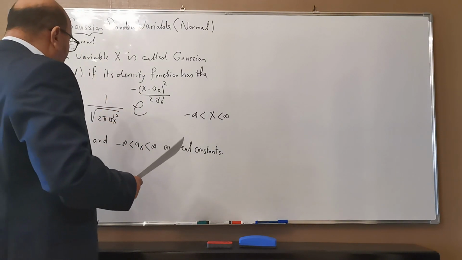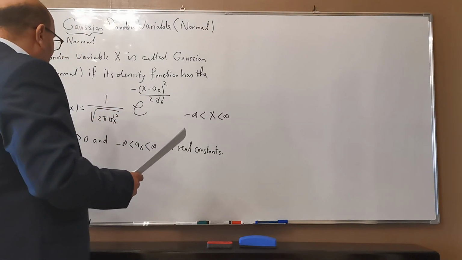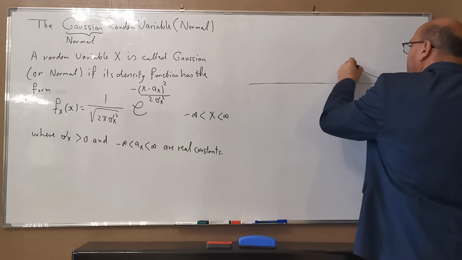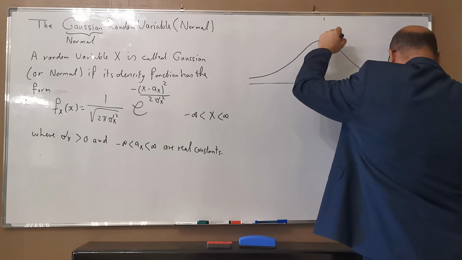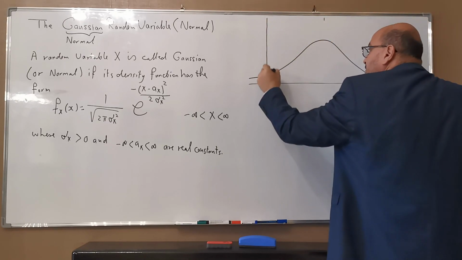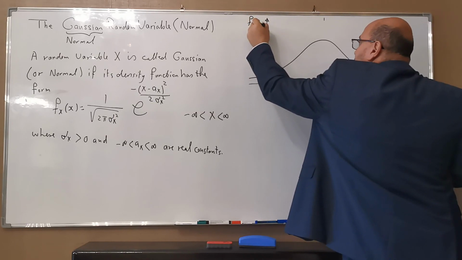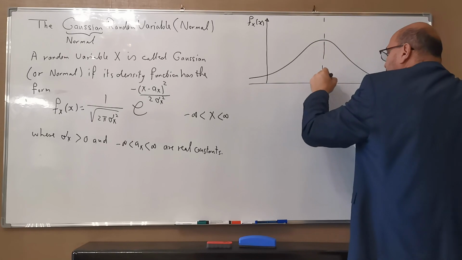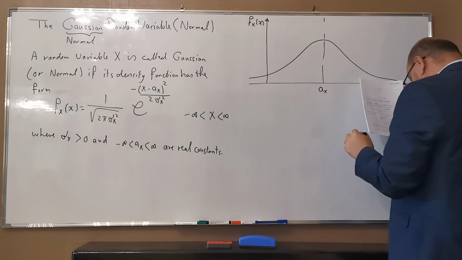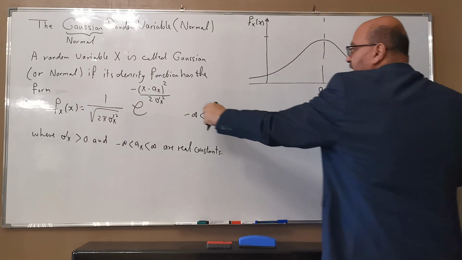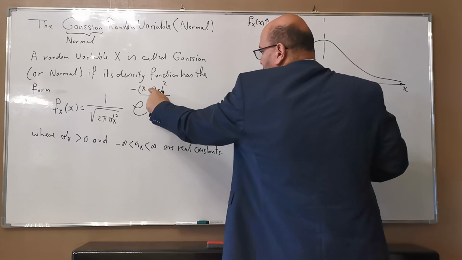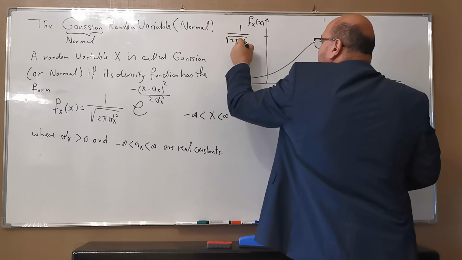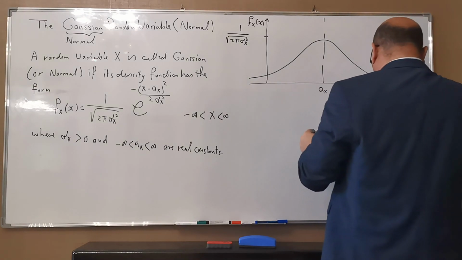Okay, this function here, the density function, has the bell shape or the normal shape. It's like a bell. It looks like this. So if this is f_X(x), this is my x here, and around this symmetrical line is my a_x. So the maximum will be at a_x, and when x equals a_x, this is e to the 0, which is 1, so the maximum value is 1 over the square root of 2 pi sigma_x squared. So this is the maximum value.